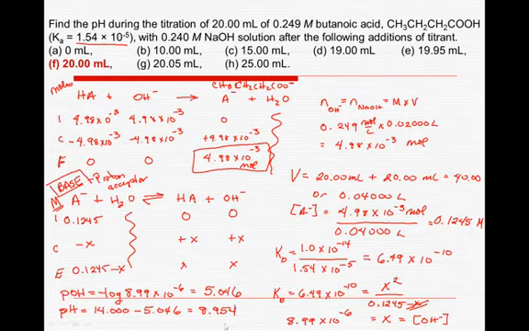Now, just a little word about this pH. If you are doing a titration between a weak acid and a strong base, the pH at the equivalence point will always be in the basic region. And we see this 8.954 value. That makes a good value for it. It is in the base region.